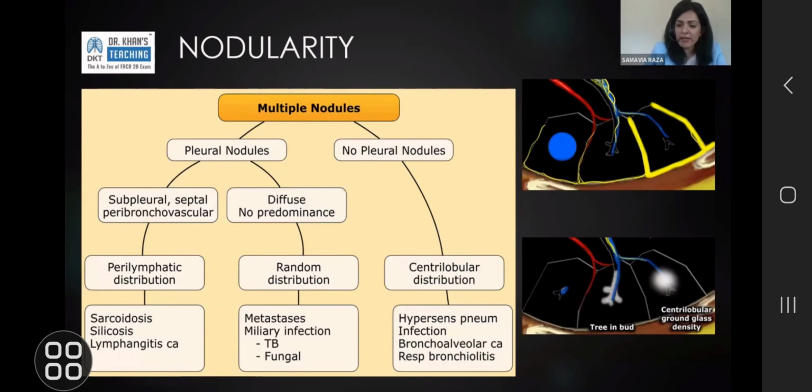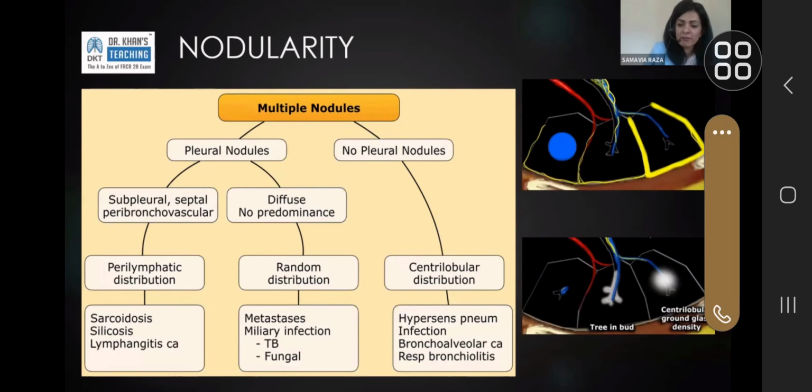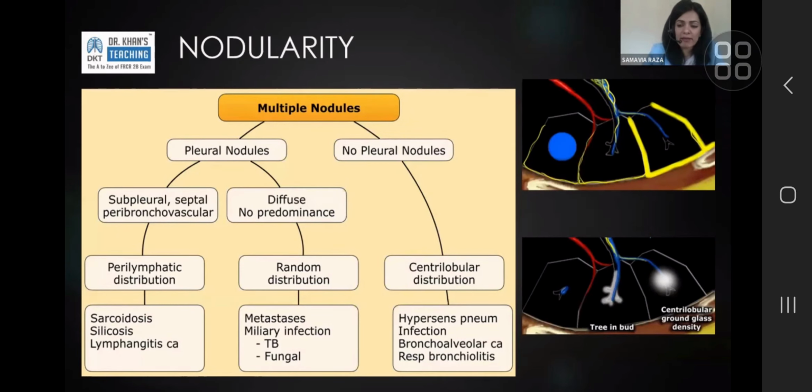Line of whether this is random or whether this is peribronchovascular. If this is random, it will be everywhere. It won't respect a pleural surface, it won't respect central lobular identification. So in terms of distribution, in differentiating between random and peribronchovascular or perilymphatic, you look at the fissures.